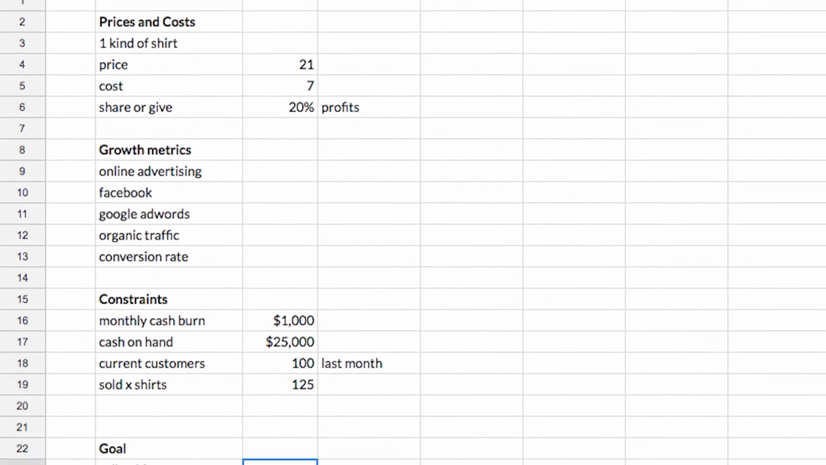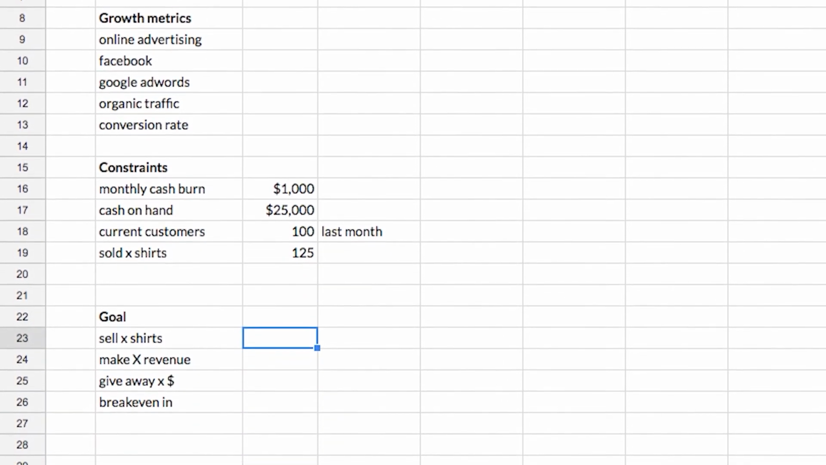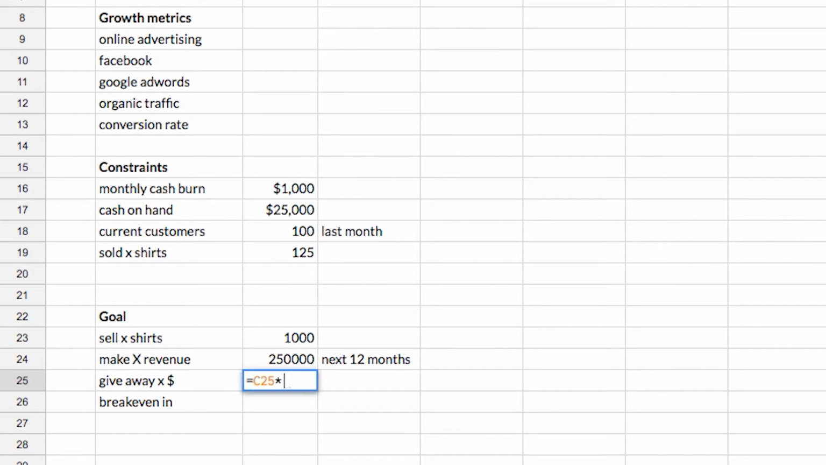We also have some idea of our goals. We know that we want to sell 1,000 shirts over the next month. We know they want to make $250,000 in revenue over the next 12 months. And we know we want to give away about 20% of that to our partners. Or we know that we want to break even within the next 12 months.